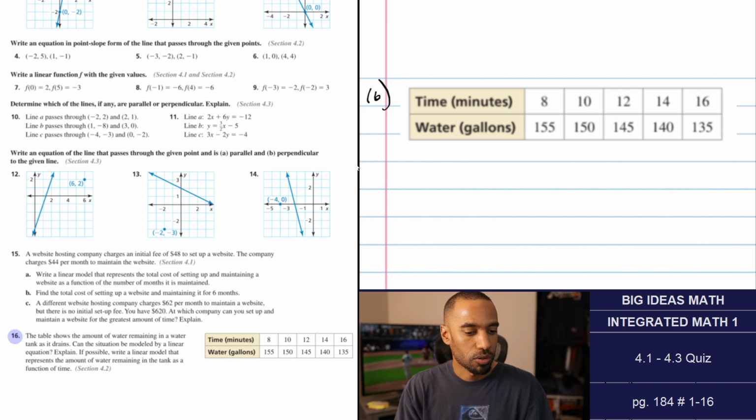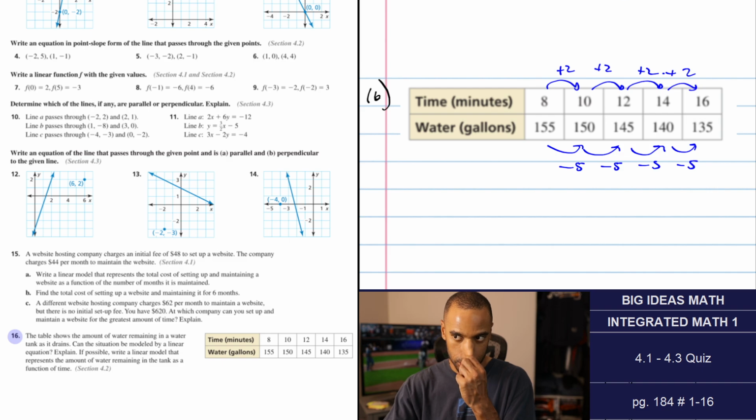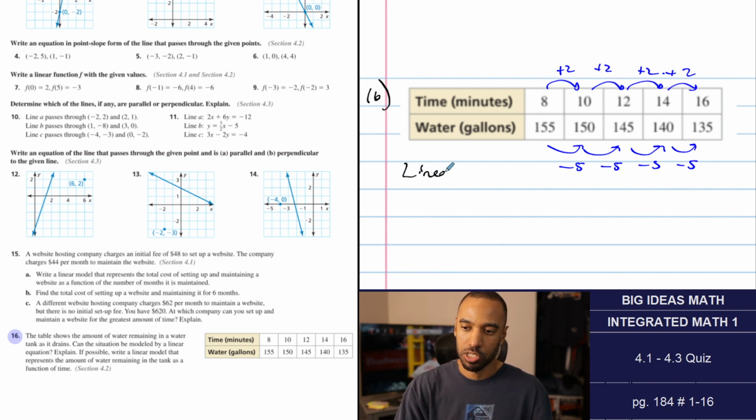Explain. If possible, write a linear model that represents the amount of water remaining in the tank as a function of time, which means slope-intercept form is kind of our end goal here. What we've got to see is, do we have a constant rate of change on x and y simultaneously? We're adding 2 to x, 2 minutes each time here, and we're losing 5 gallons of water each time. This makes this linear. My explanation is that: linear, constant rate of change.